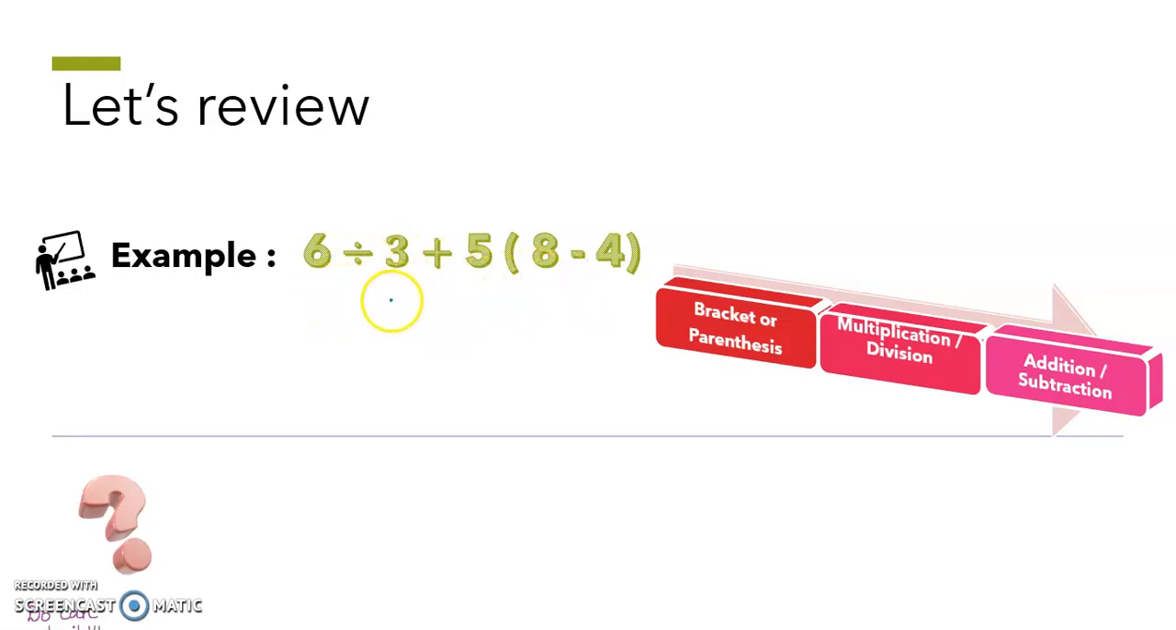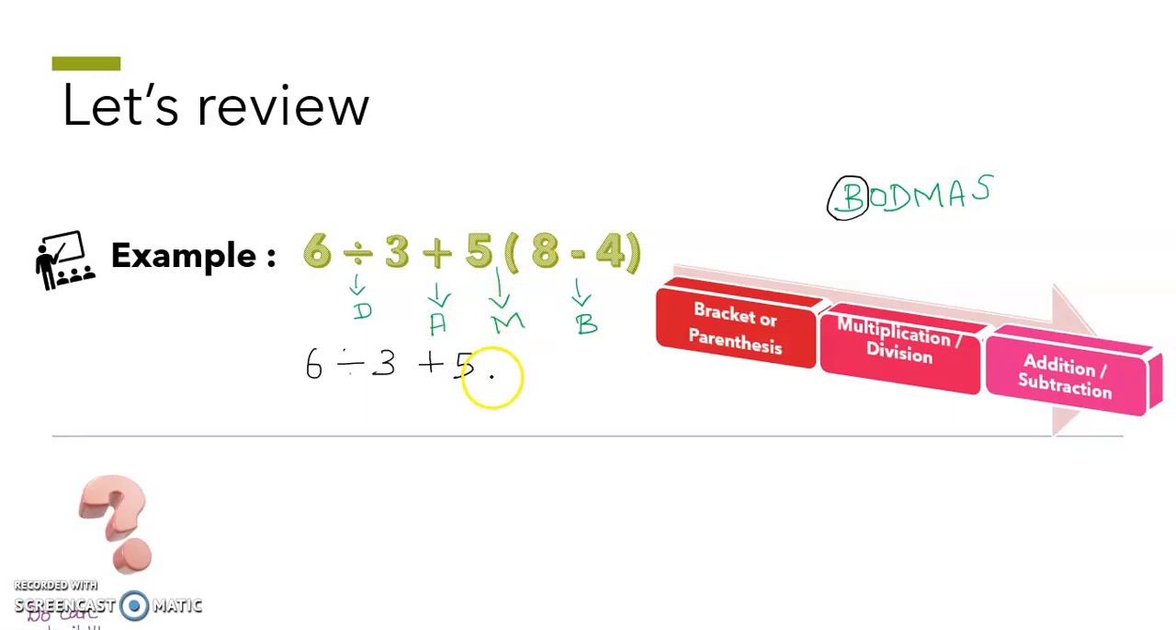Let us evaluate this expression. So what do you have here? Division, addition, a multiplication, and you have a bracket as well, right? So what is our rule? BODMAS. Always remember this term, BODMAS. So in an expression, if you have different operations, first you have to evaluate what is within the bracket. So what is within the bracket? 8 minus 4. So we will do 6 divided by 3 plus 5 multiplied by, what is 8 minus 4?